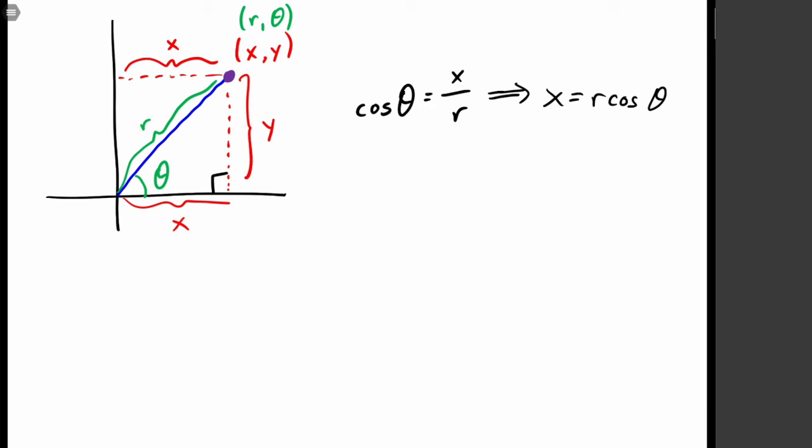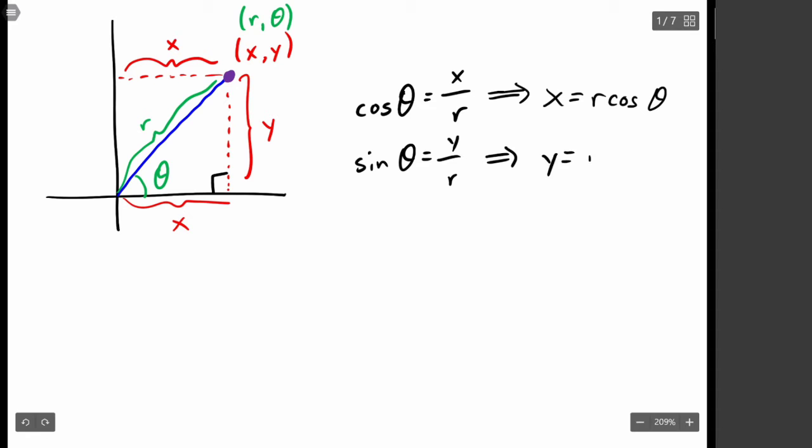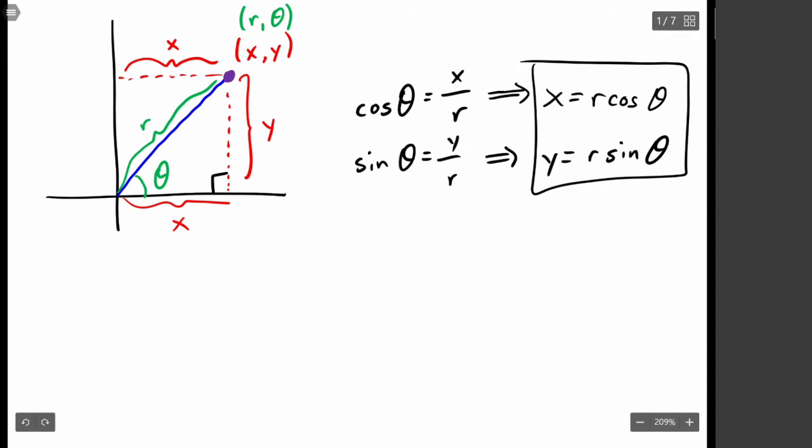And now we have a relationship that if you give me some polar coordinates, I can give you the x value. Similarly, sine of theta is opposite over hypotenuse, so that tells us y is r sine theta. So these right here are your way to convert from polar to Cartesian. You can also use these in the Cartesian to polar conversion.